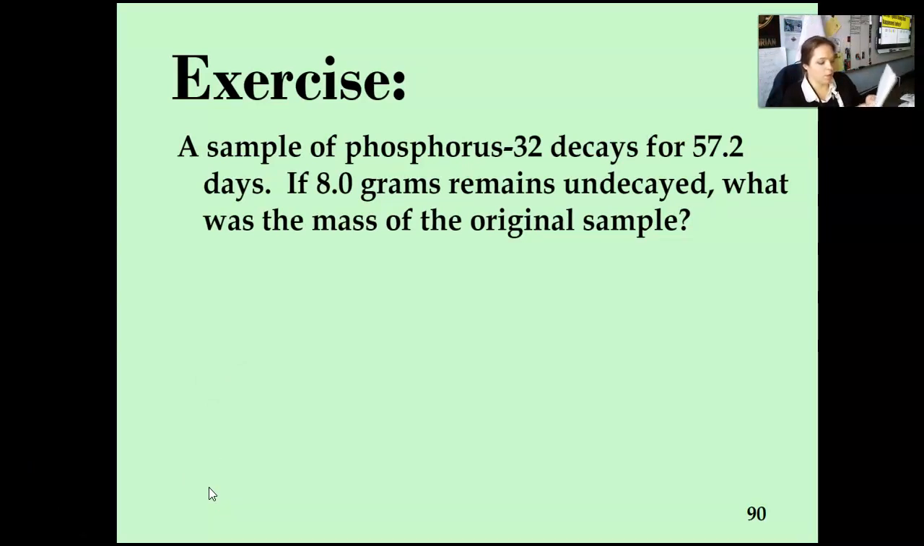Phosphorus-32, P-32, has 14.28 days. And it says it took 57.2 days to get 8 grams. So I'm going to divide again. 57.2 divided by 14.28 gives me roughly four decays. So I'm going to put 4 arrows. And after my last arrow, that's where I'm going to put 8.